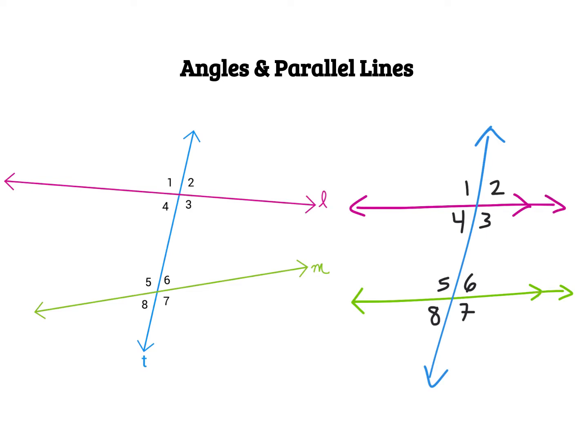So here we have line L and line M. We know they're parallel because of this double arrow notation. Whenever you see double arrow notation, you know that these lines are parallel. And that's really the premise of this video. If the lines are parallel, what do we know about angle relationships like alternate exterior angles? What do we know about alternate interior angles? What do we know about corresponding angles? Okay, so now we're moving forward with just parallel lines. If the lines are parallel, what do I know about these types of relationships? So let's talk about them.